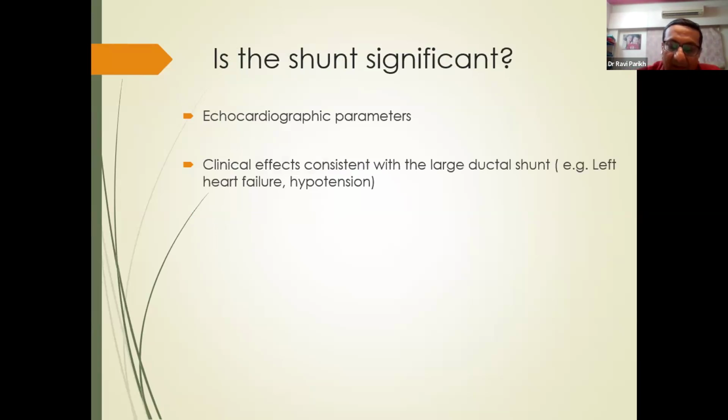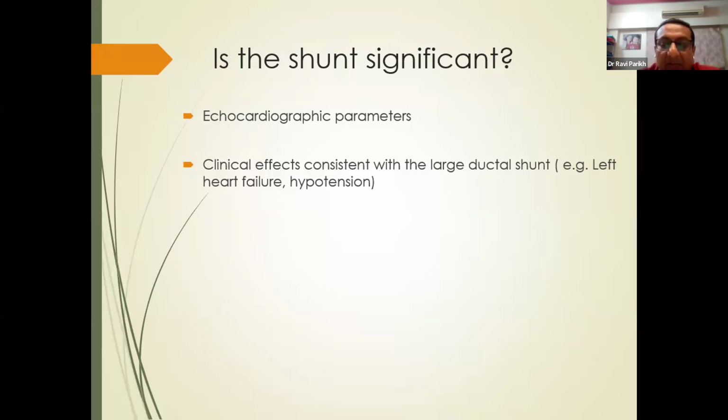So now what we have established is that the duct is there, the size of the duct, and the shunting of the duct. Now we want to know whether the shunt is significant or not. Does this PDA need treatment or not? There are two important things. Again, echocardiographic parameters, and the clinical effect consistent with a large duct, that is, heart failure is there, significant hypotension is there. If the baby is on significant high oxygen, you have already given surfactant and still the oxygen remains high, then those are the clinical indirect signs which you can also think of that this can be the duct as well.